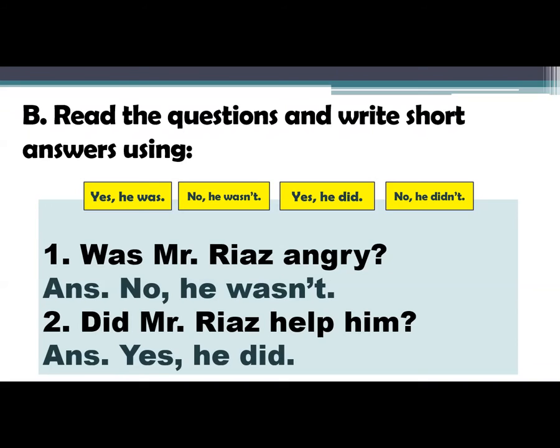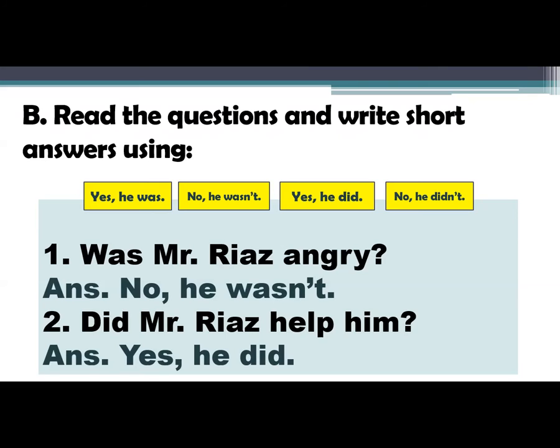Okay, now move on to your book, page number 16. Here you have exercise B, and exercise B is: read the questions and write short answers using the options you have given already. The first one is, yes, he was. The second one is, no, he wasn't. The third one is, yes, he did. And the fourth one is, no, he didn't.